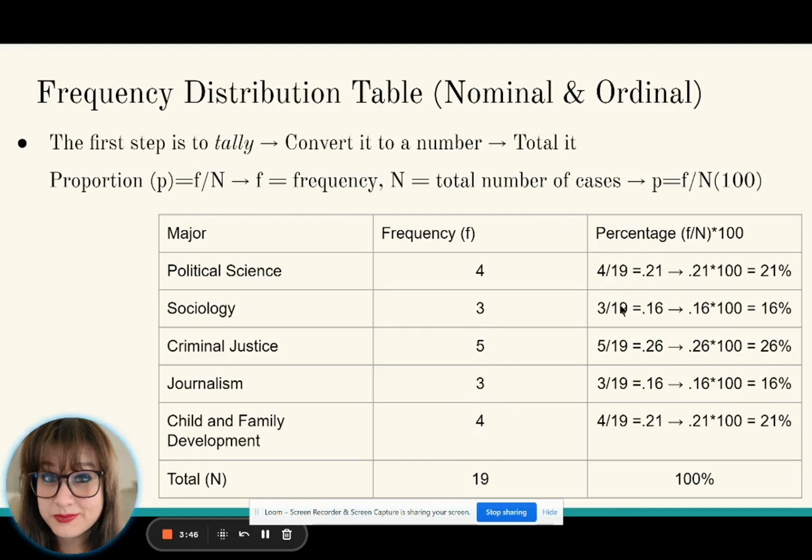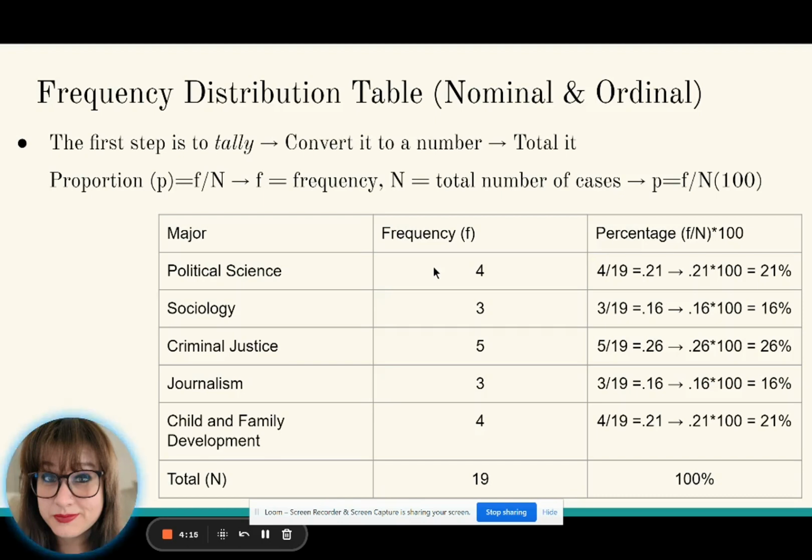So 4 divided by 19, 3 divided by 19, etc. Then I multiply it by 100 to come up with my percentage. All your percentages need to equal 100. Sometimes, as we found, the rounding can be a little funky. And because of that, you have to figure out which place value you're going to round to first, and then work with that a little bit, because it does need to get to 100.